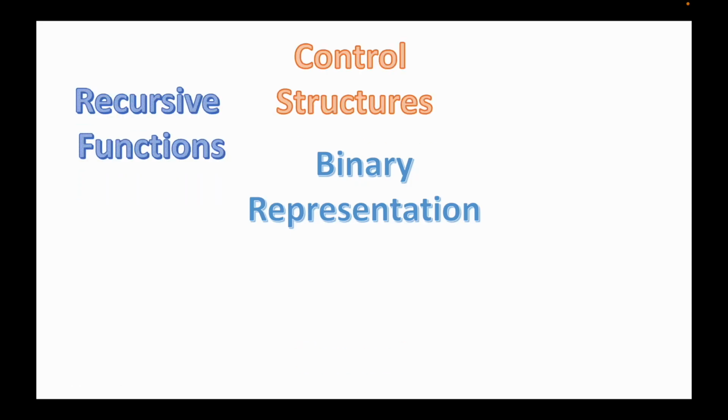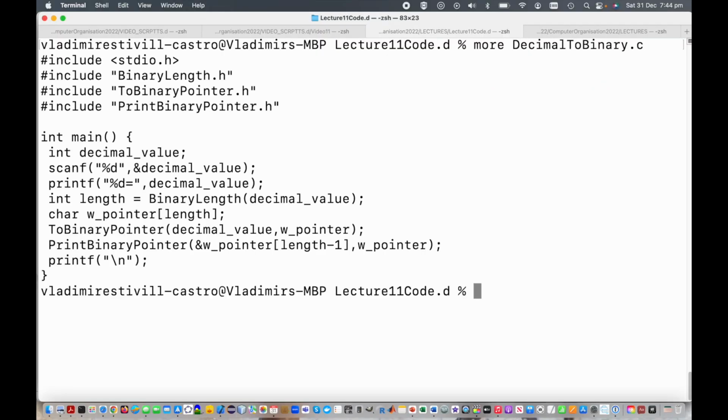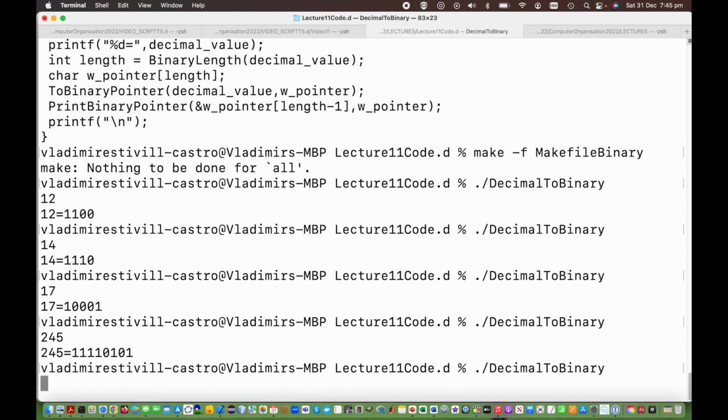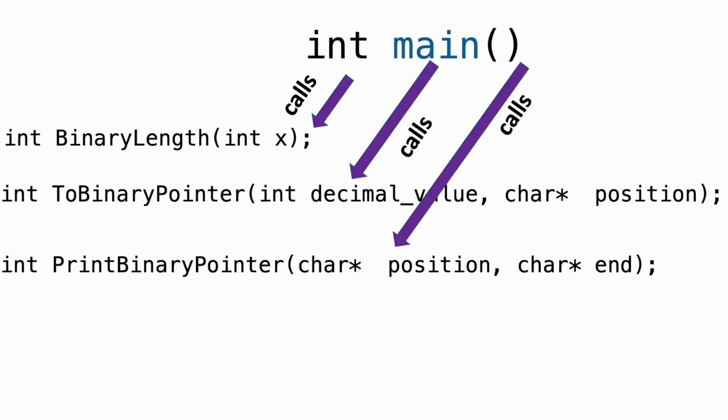We now combine several of the concepts we discussed in earlier videos. We will construct a C program to convert the input from decimal representation to binary. The program will delegate some of the work to subroutines, some of which will be recursive.